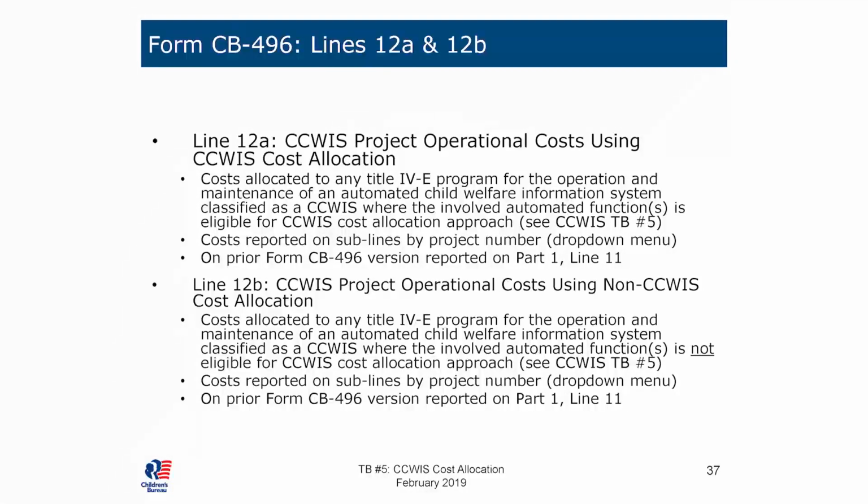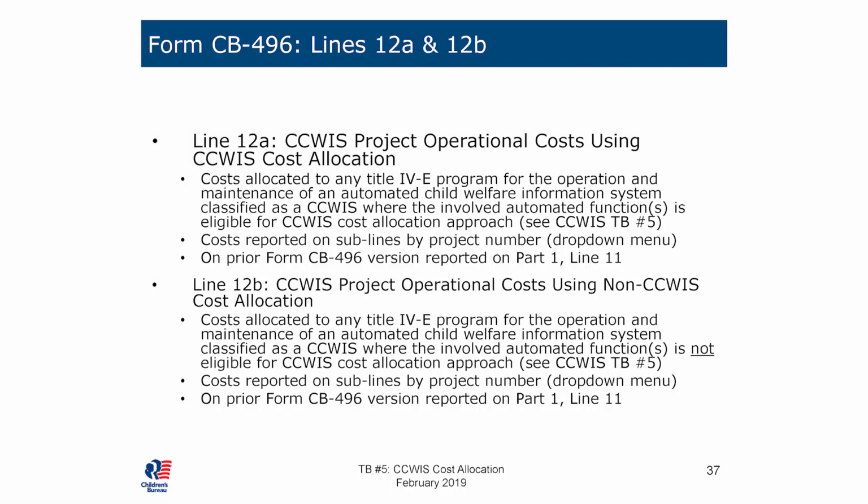So to the extent that you do have functionality in a CCWIS project that, for operational costs, is subject to CCWIS cost allocation, you report that on line 12A. To the extent that you have CCWIS project operational costs that are not subject to CCWIS cost allocation, you report those costs on line 12B.